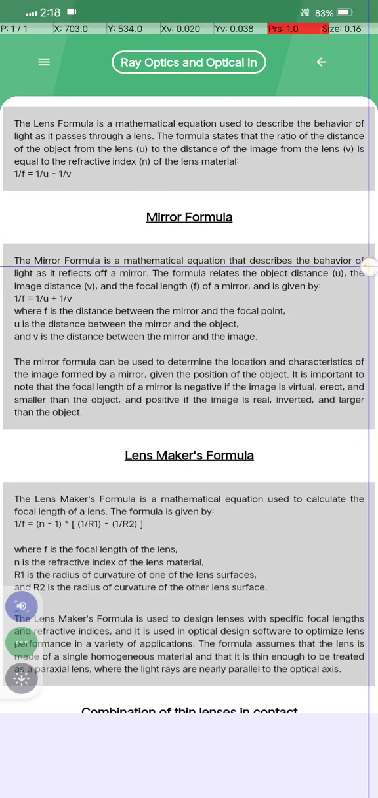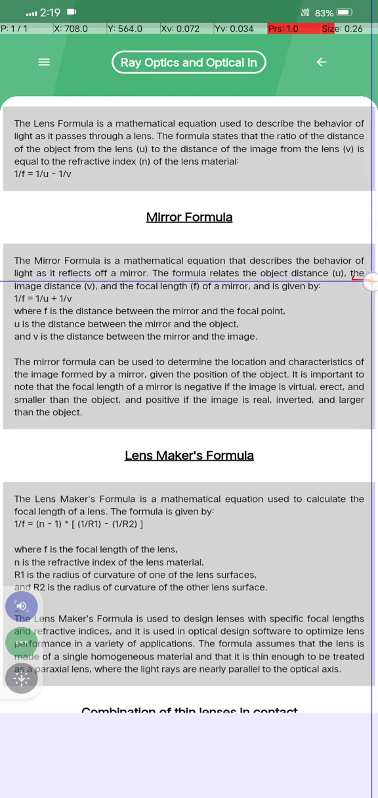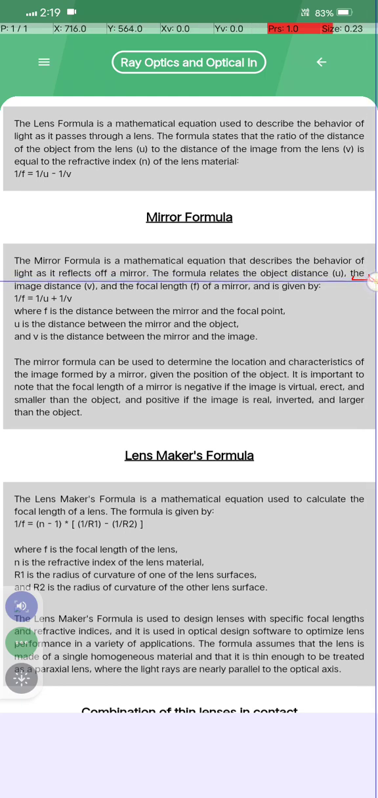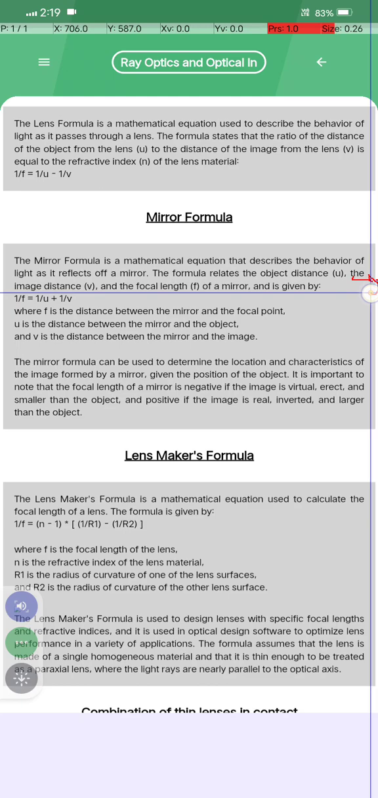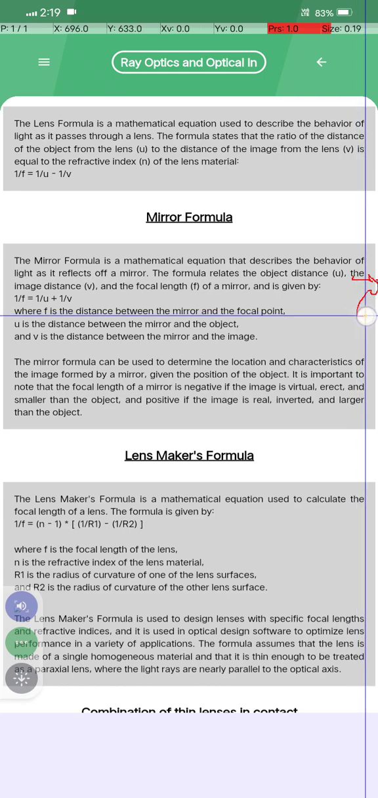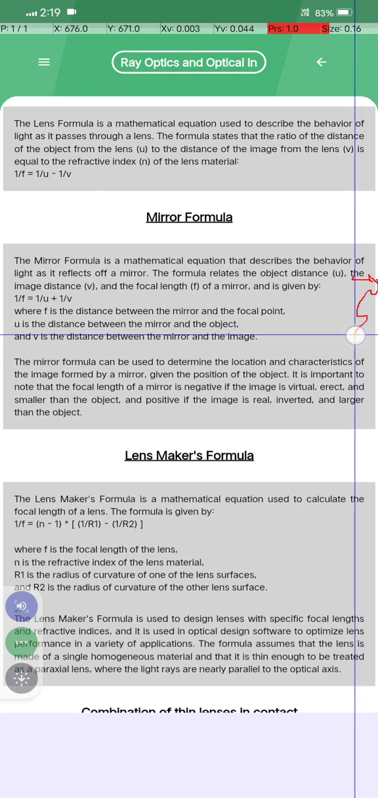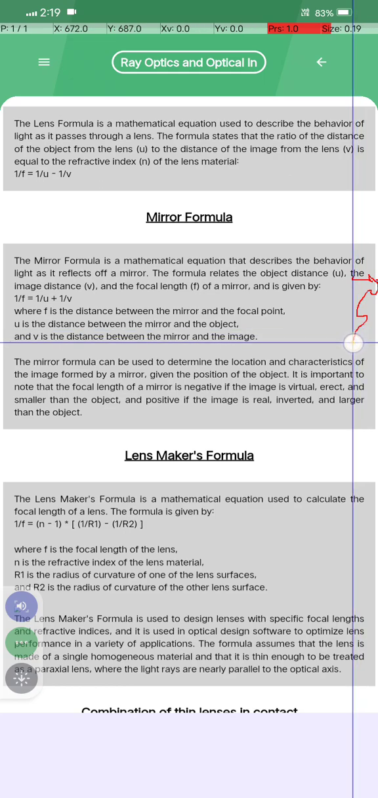equation that describes the behavior of light as it reflects off a mirror. The formula relates the object distance u, the image distance v and the focal length f of a mirror, and is given by 1/f = 1/u + 1/v, where f is the distance between the mirror and the focal point, u is the distance between the mirror and the object, and v is the distance between the mirror and the image.